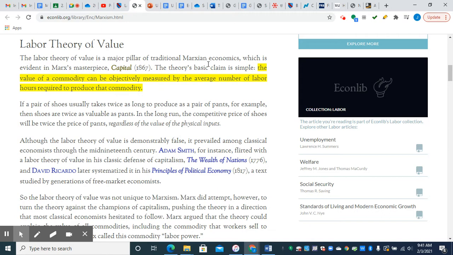And that how you measure what something is worth is that you look at the labor that went into produce it. Okay, that kind of makes some sense. And so in his calculation, if a pair of shoes takes twice as long to produce as a pair of pants, then the value of the shoes is twice as valuable as the pair of pants. Now, if you think about that, that kind of makes some sense.